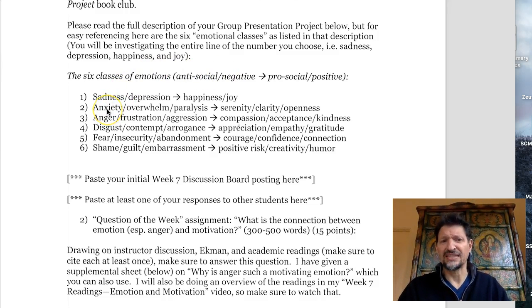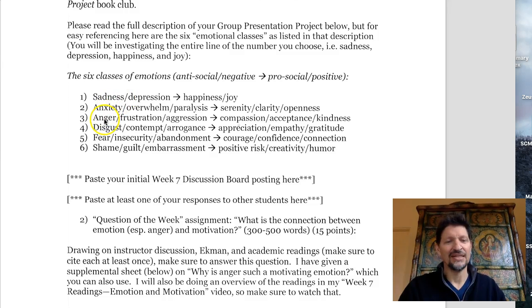And the second class, again, you're going to be doing the whole line. If you're going to pick one, you're going to pick this whole line. You're going to be exploring sadness, depression, happiness, and joy. And if you pick number 2, you're going to do the whole line: anxiety, overwhelm, paralysis, leading, hopefully, with investigation and research and developing strategies, to serenity, clarity, and openness. You notice these are kind of opposites of each other. Anxiety, serenity, overwhelm, clarity, paralysis, openness.